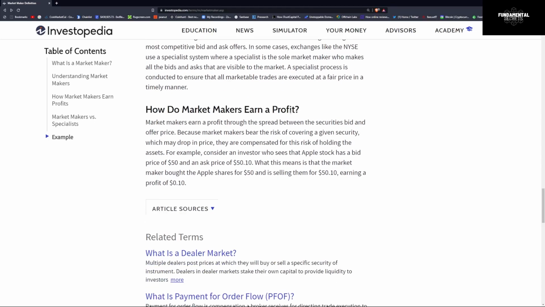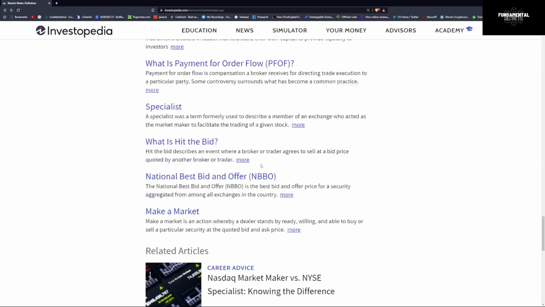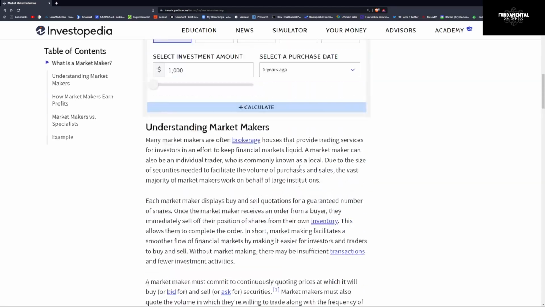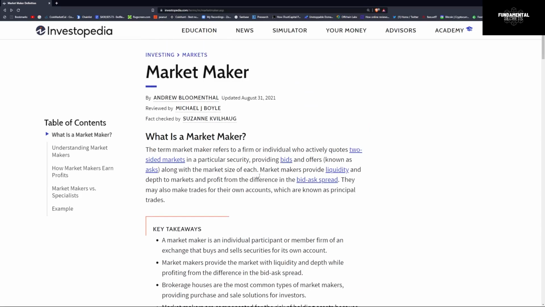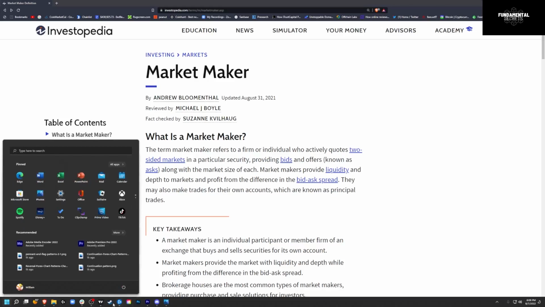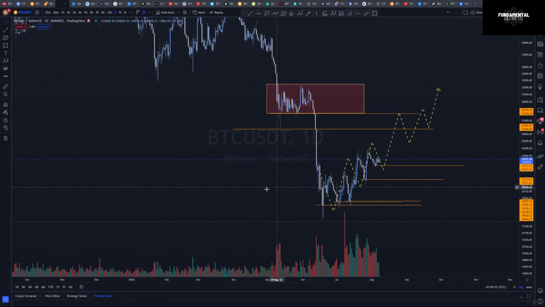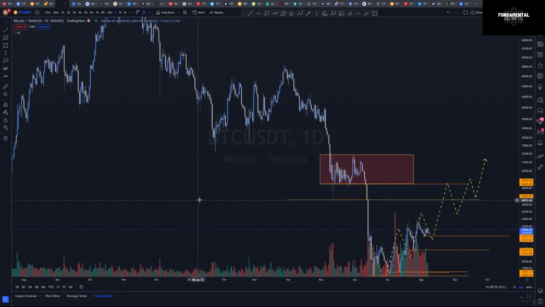How do market makers earn profit? Market makers earn profit through the spread between securities and bids, yada yada. We've talked about market makers making a profit. So we've kind of gone through the process here in understanding what a market maker is, how a market maker works, how a market maker operates within the system, and how everything works as a whole with a market maker and why they do what they do.